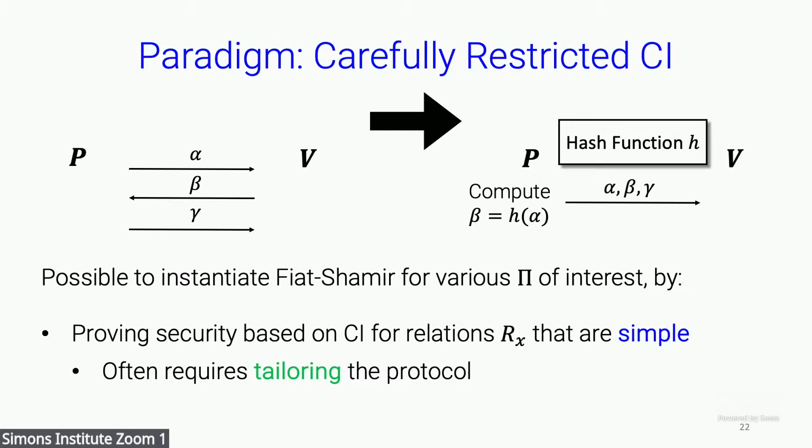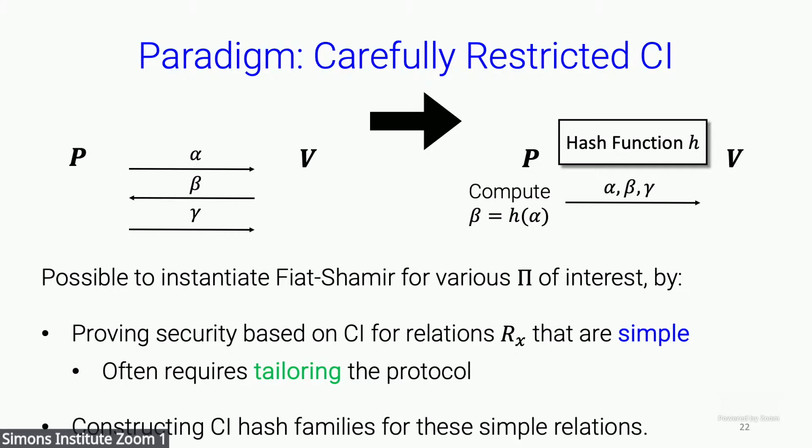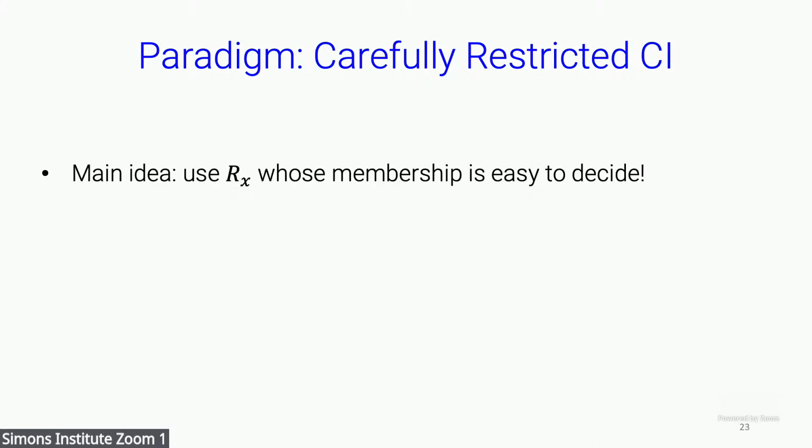So let's pick a simple relation. Often this requires tailoring the protocol so that correlation intractability for simple relations really does govern the security of Fiat Shamir for that protocol. And then we have to construct hash families that are correlation intractable for these sufficiently simple relations. And the main idea here is exactly to focus on relations such that deciding membership can be done in polynomial time, which hopefully doesn't sound crazy.